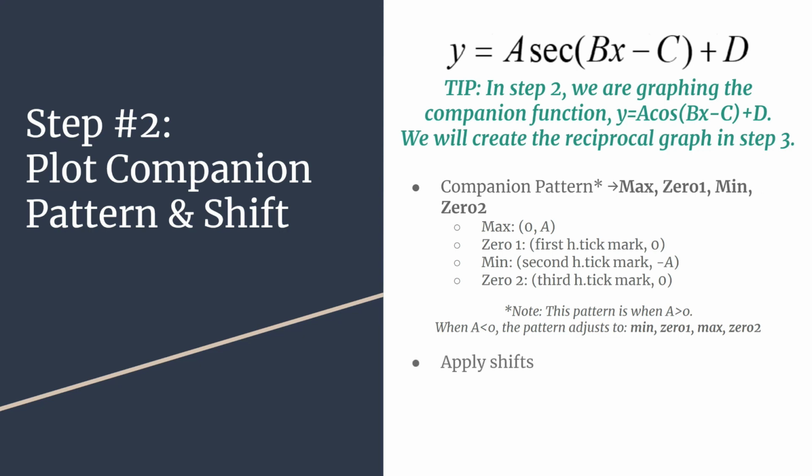All right, so once you have those first 4 companion pattern points, then you apply the shifts. And remember, before we said our phase or horizontal shift will just be C over B, and your vertical shift will be D. And so usually you can just take your originally plotted points and shift them both ways, so horizontally and vertically, at the same time. I usually mark these as X's, and we'll see that in many worked examples that I'll post soon.